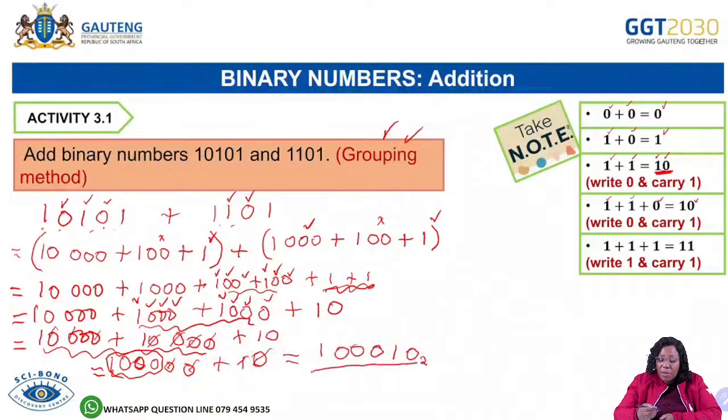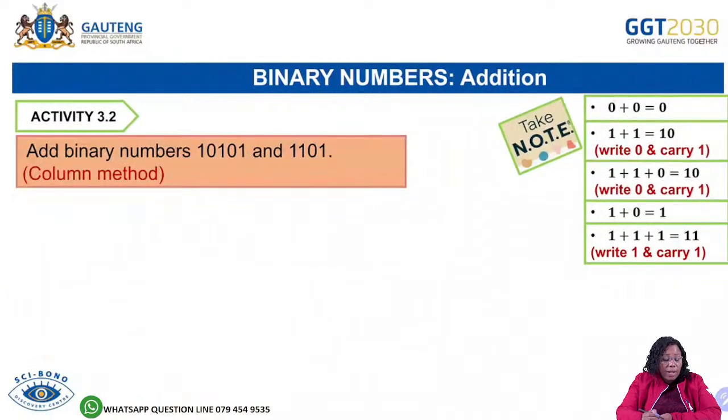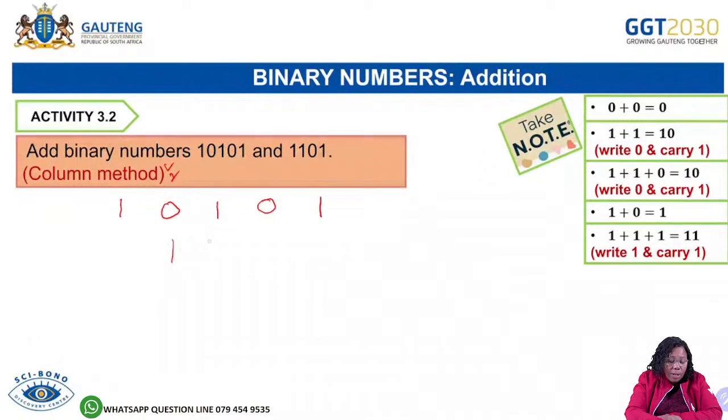But there are other methods, grade 12. You check the one that is easier for you. In this case, let's look at this one. We are using the column addition method now. We are adding the same values: 10101, and then we are adding this to 1101.